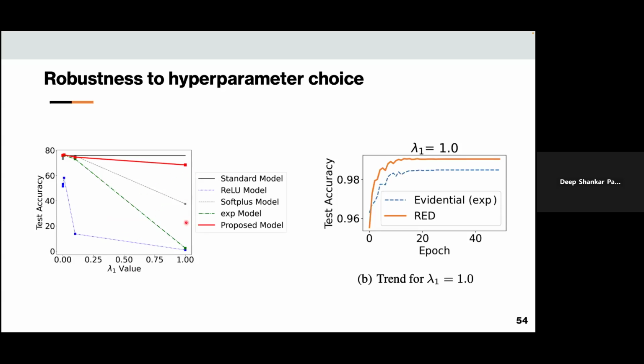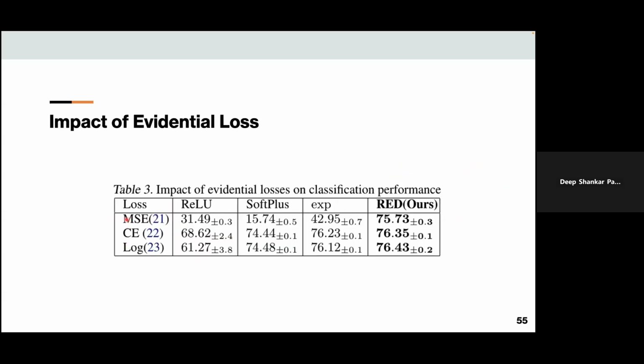Next is the impact of the evidential loss. We analyzed the three evidential losses, that is the evidential MSE loss, the evidential cross-entropy loss, and the evidential log loss. We observed that the MSE-based loss was bounded, and that led to lower test set performance compared to the other losses. Our proposed regularization is quite agnostic to the choice of the loss, and it can enable the model to learn from all the samples. So it works with any of the evidential losses, and it improves on all the settings.